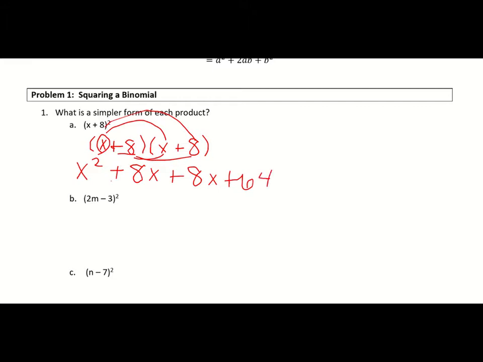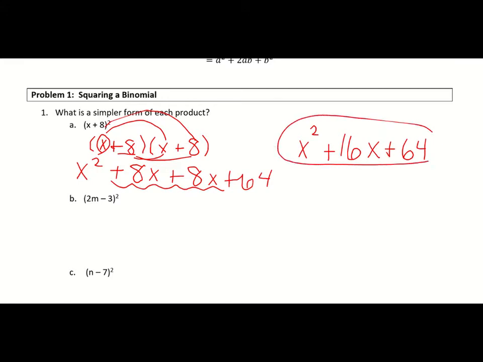Once I've distributed everything, I'm going to combine those like terms I get in the middle of x's to get a final answer of x squared plus 8 would make 16x plus 64. So the first thing we just have to remember, when we see something squared, we are going to need to write out the binomial 2 times before we begin to multiply.